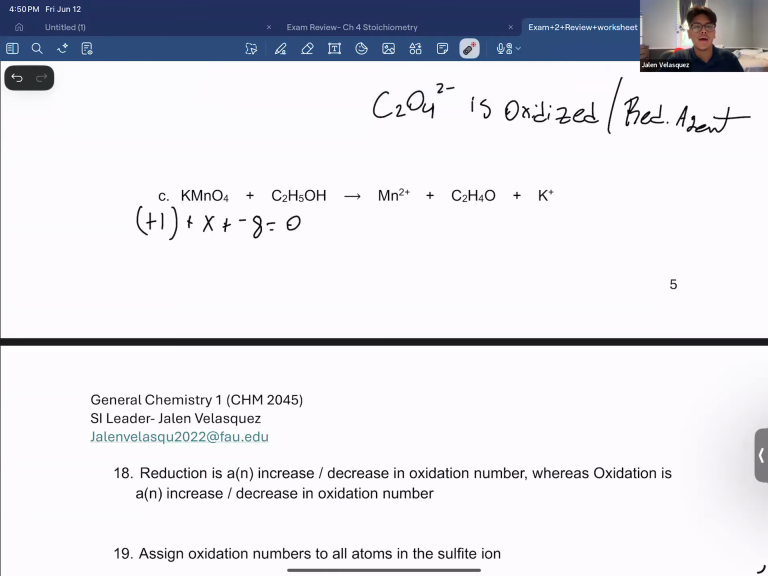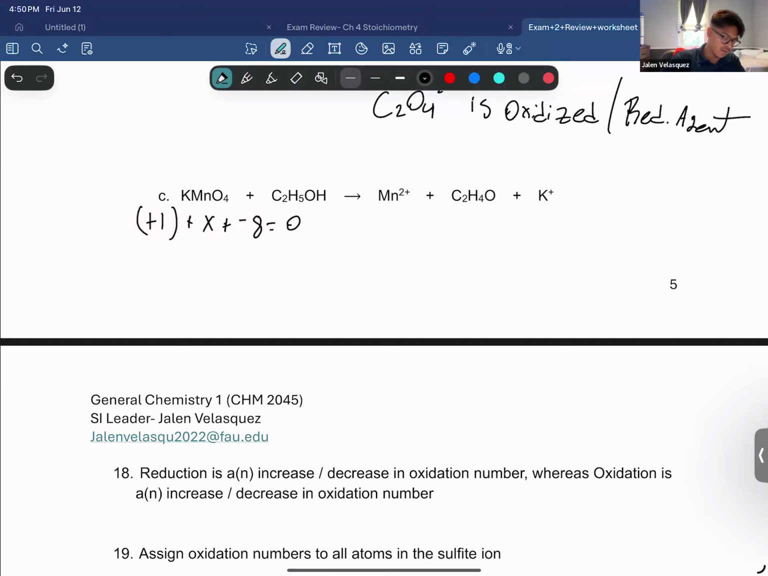Okay. How do we solve this? Well, we have a positive 1 and a negative 8, so we can combine like terms, right? So we can simplify this and say that X plus negative 7 is equal to 0. We solve for X, bring that 7 to the other side. So X is equal to positive 7. So potassium is plus 1, manganese is plus 7, and then oxygen is negative 2.